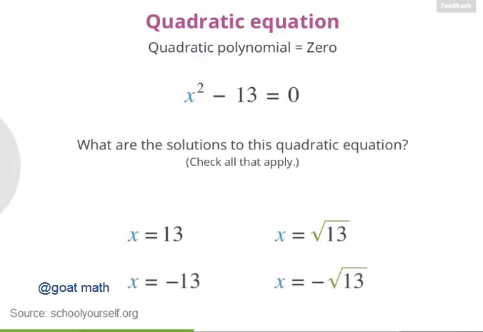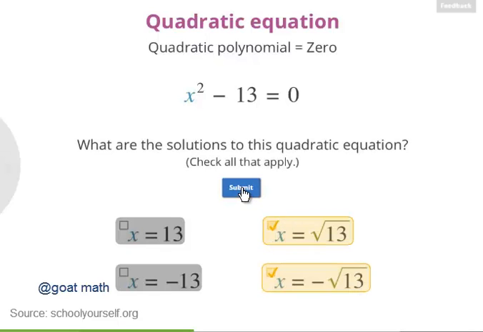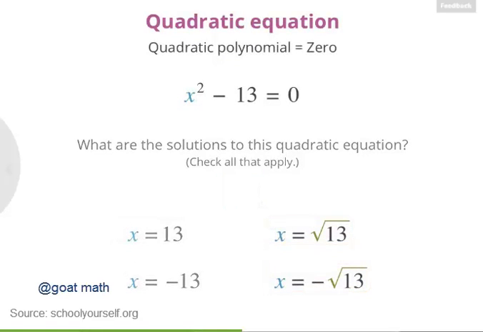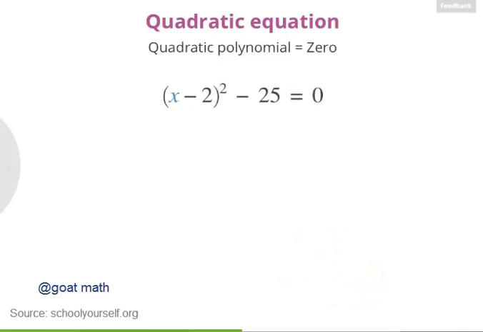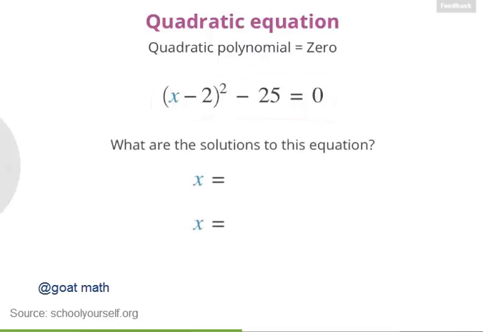Now what are the solutions? Nicely done. So x can equal the square root of 13 or negative the square root of 13. Next, let's try a more complicated equation. X minus 2 squared minus 25 equals 0. What are the two solutions for this equation?